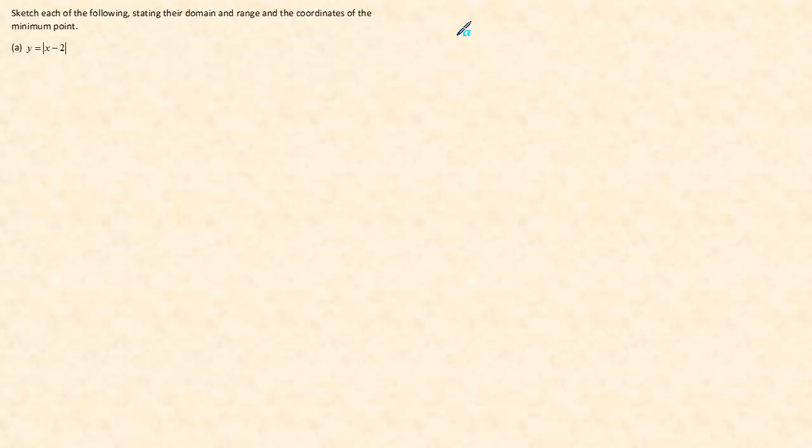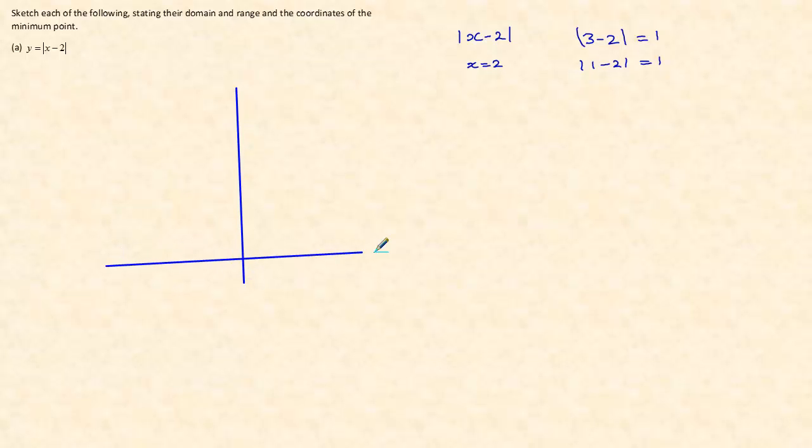So, if we think about mod x minus 2, when is this actually 0? It's 0 when x is equal to 2, because we have 2 minus 2 in here. For any other value of x, this is going to end up being more than 0. For example, if we have the modulus of 3 minus 2, that's going to be 1. The modulus of 1 minus 2 is also 1, because we end up with the modulus of negative 1. So by the time we've got there, we can see how this is going to work.